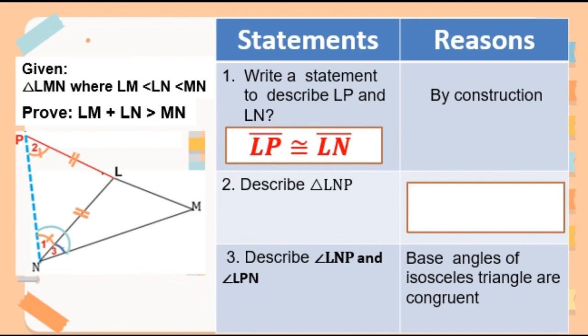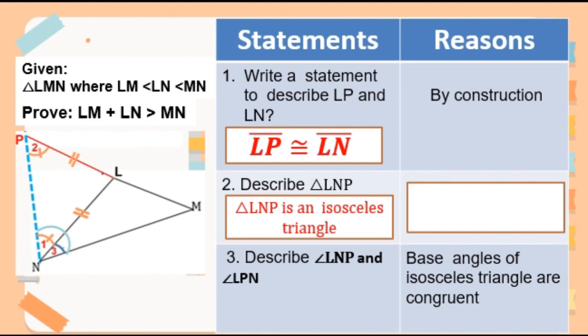Second, describe triangle LNP. So this triangle. Triangle LNP is an isosceles triangle, and the reason is the definition of an isosceles triangle.